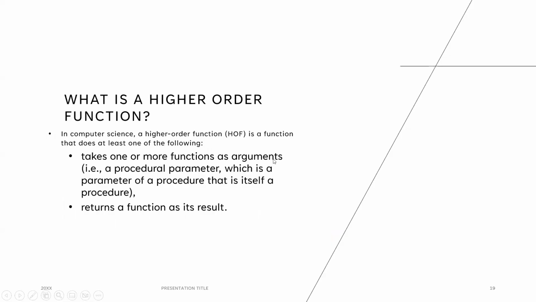So first, let's define what a higher order function is. In computer science, also mathematics as well, but we're talking about computer science right now, a higher order function, or an HOF, is a function that does at least one of the following. It takes one or more functions as arguments or parameters, or it returns a function as a result. It doesn't have to do both of them, it just needs to carry out one of those requirements.